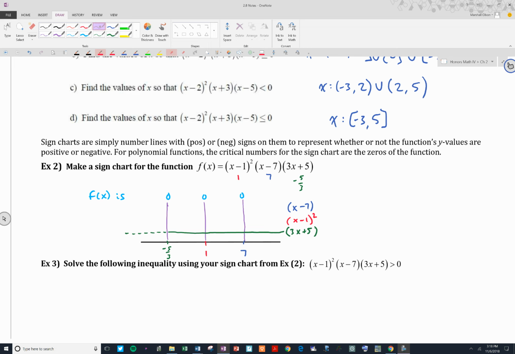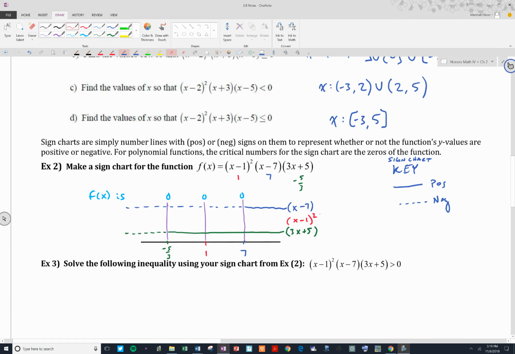Let's go up to the 7 now. Anything that I put in that is less than 7 will make this factor negative. Anything that I put in that is bigger than 7 would make that factor positive. So here's a little key for our sign chart. I'm only doing this for this example, even though we always use this idea. You don't have to write this for every function. This means positive. This means that that factor is negative.